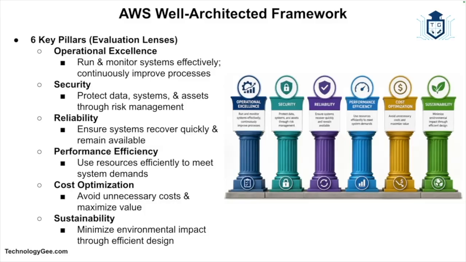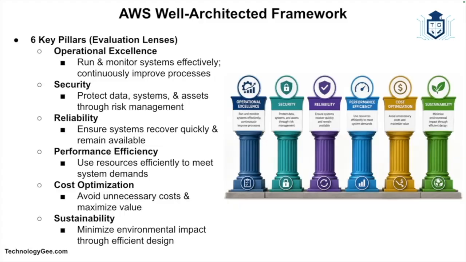All right, so exactly what is the AWS Well-Architected Framework? Well, at its core, the AWS Well-Architected Framework, this is a collection of design principles and best practices that help you build high quality cloud systems. So instead of guessing what good architecture looks like, AWS gives you a structured way to evaluate your environment across 6 key pillars. We're talking about operational excellence, security, reliability, performance efficiency, cost optimization, and sustainability. And each pillar represents a different lens you should look through when designing or reviewing your system.